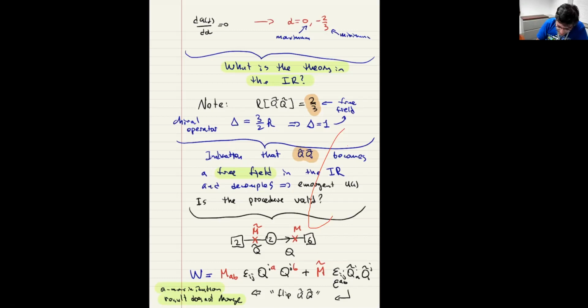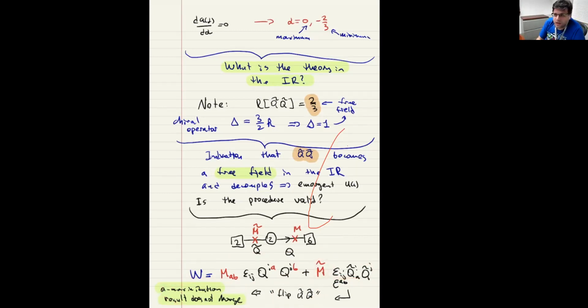Anyway, in this way, we decouple this free field in the infrared, and this procedure of introducing a chiral field and coupling it linearly to an operator and removing it from the theory is called flipping the field. This is some notation which is very common in the field. So now, after you have removed this free field, you can redo this procedure of A maximization, now including this field M tilde.